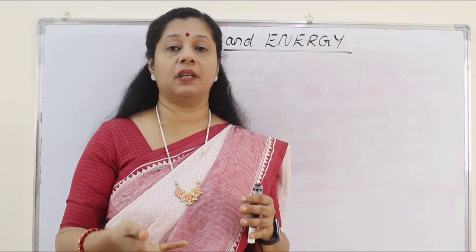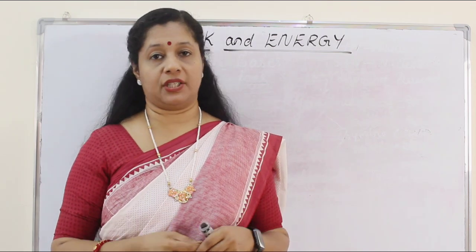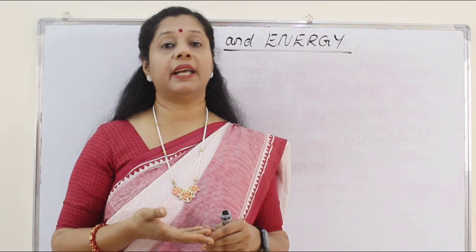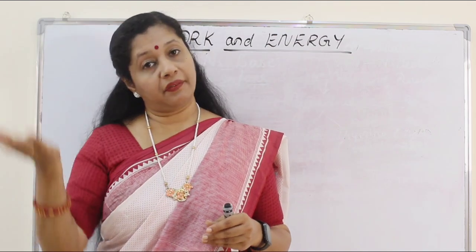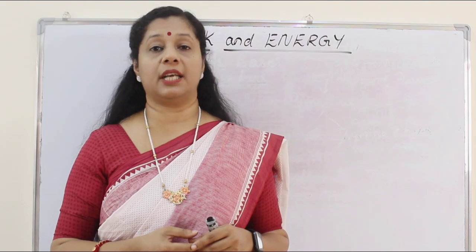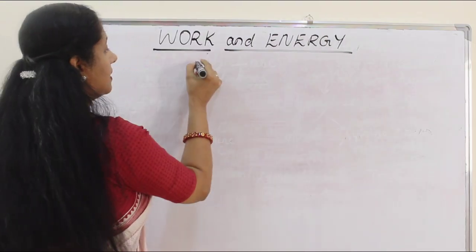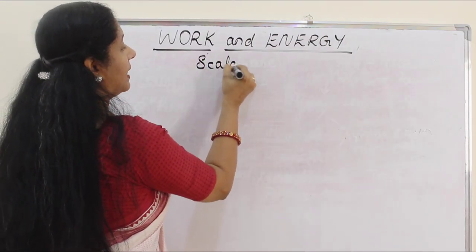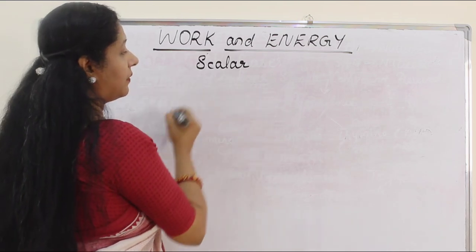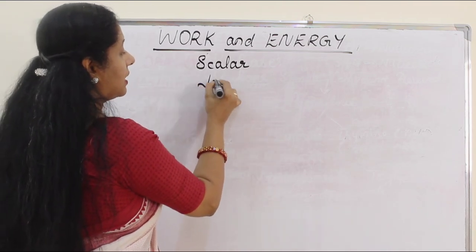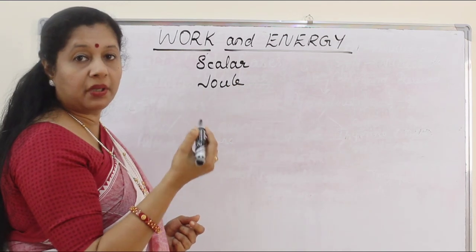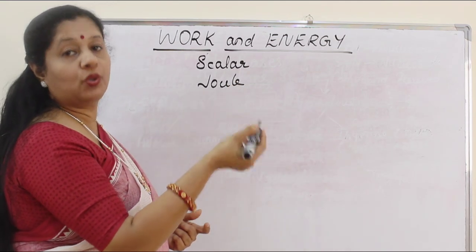When we are doing work, we are utilizing energy. So, the more energy an object has, the more work it can do. And the less energy a body possesses, the less work it can do. Work is a scalar quantity, we know. Energy is also a scalar quantity. And what is the unit of energy? The unit of work is joule. So the unit of energy is also joule, because energy is the ability to do work.